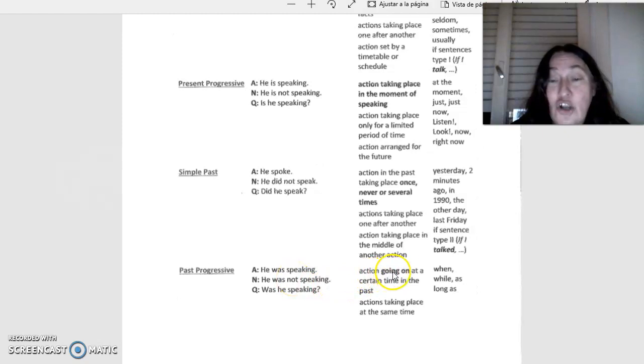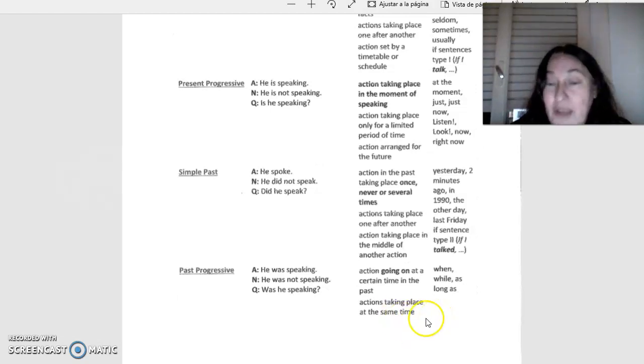It is an action going on at a certain time in the past. All right? So, what were you doing yesterday at midday? Okay? At a certain point in time in the past, but an action that is going on, that has duration. Okay? I was having lunch at that time.